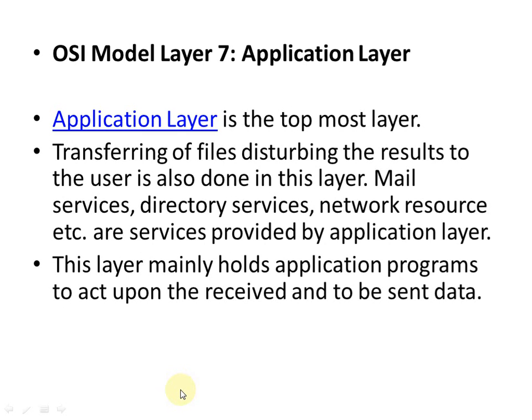Next layer is the application layer. It is the topmost layer of the OSI reference model. Transferring of files and displaying the results to the user is also done in this layer. Applications such as mail services, directory services, network resources, etc. are the services provided by this application layer. This layer mainly holds application programs to act upon the received and to-be-sent data. These are the functions of the application layer.